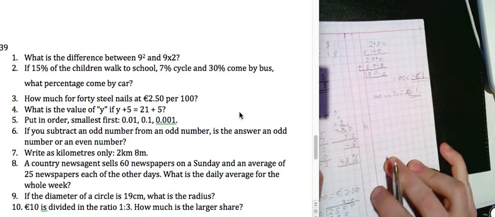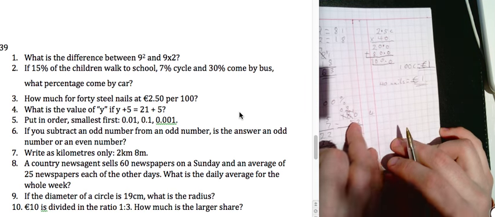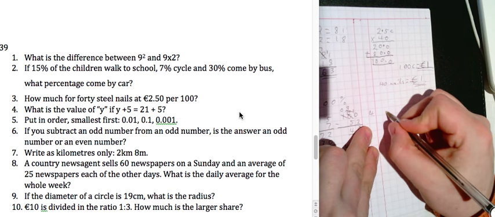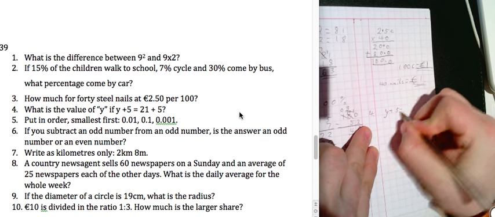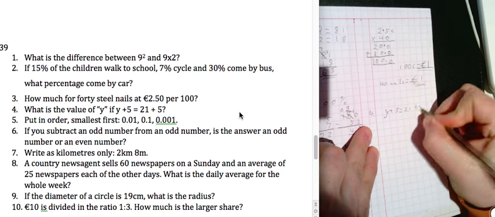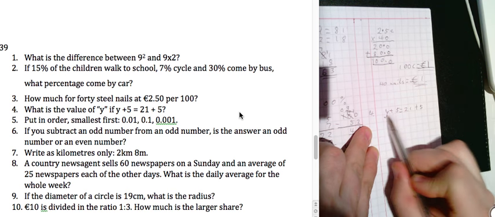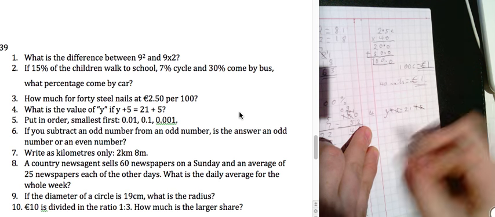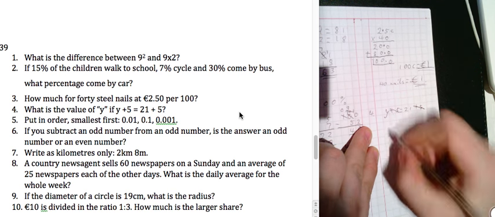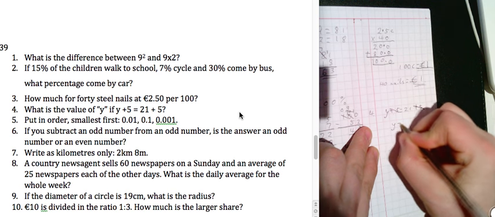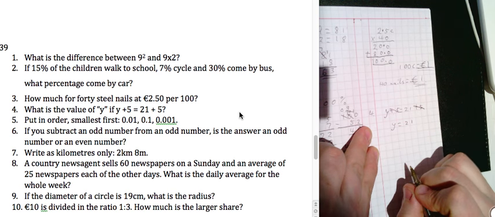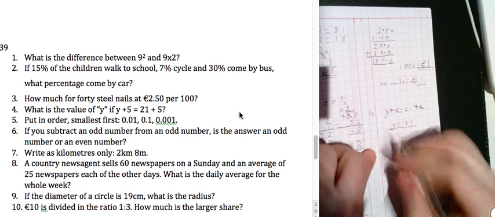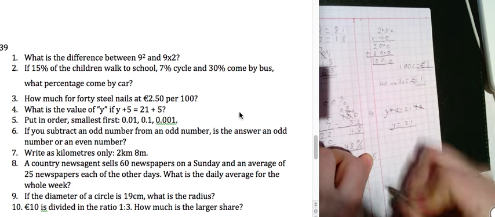Question 4, what is the value of y if y plus 5 equals 21 plus 5? Okay, well, y plus 5 equals 21 plus 5. The common term here is 5. You're adding 5 in each sum. So if we cross that out, then you can see y equals 21. So very simply, y is 21. That is your answer.